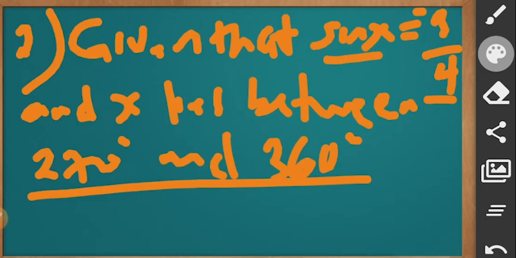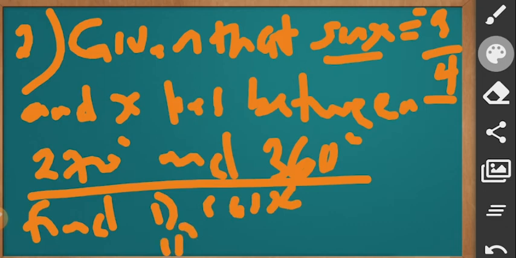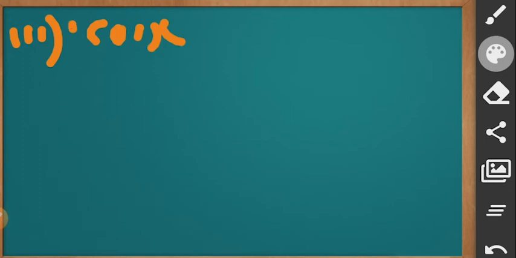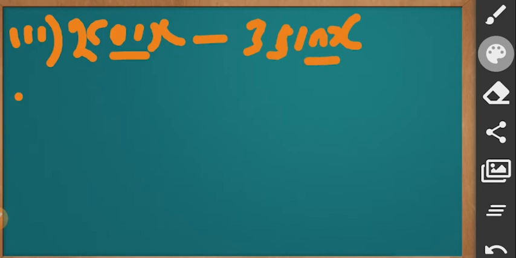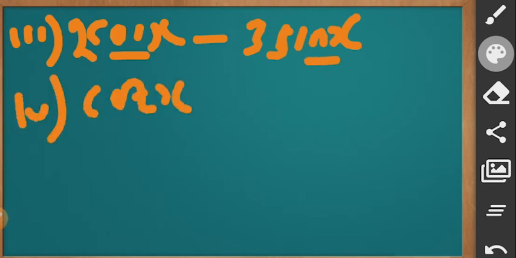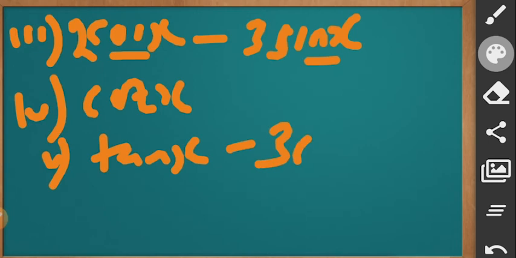So find Roman 1, cos x; Roman 2, tan x. Please look at also Roman 3, 2 cos x minus 3 sin x. Of course, if I can get cos and sine, I can get this as well. Roman 4, cot; Roman 5, tan x minus 3 cot x. I'm going to solve some, but you also solve others, then you will post for me the answers, and I'll have to mark you.